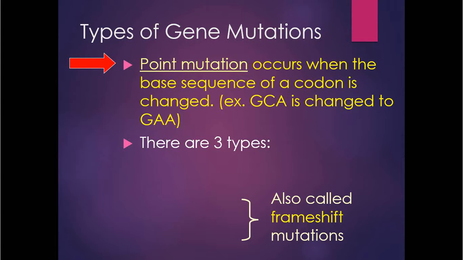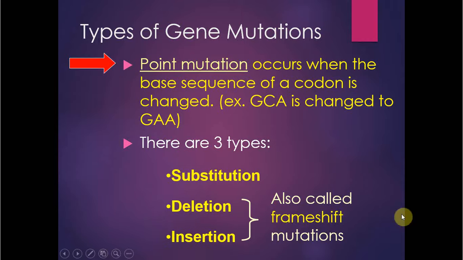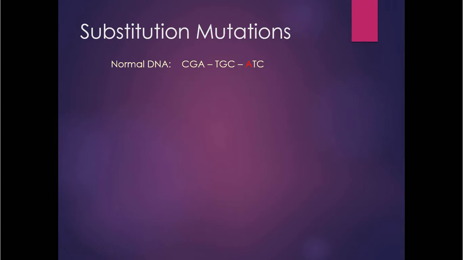First of all, point mutation. The point mutation occurs when the base sequence of a codon is exchanged. For example, GCA is changed to GAA. There are three types of mutation. First is substitution, second is deletion, and the third is insertion. Deletion and insertion are combinedly called frame shift mutation.